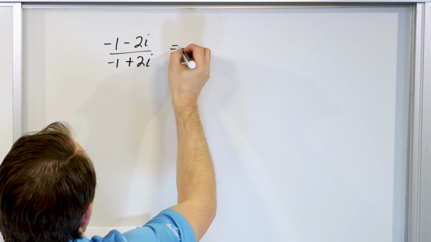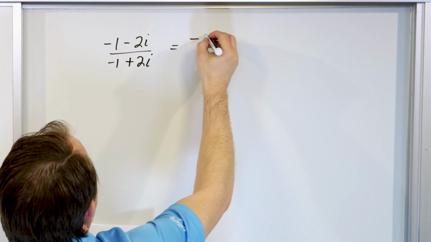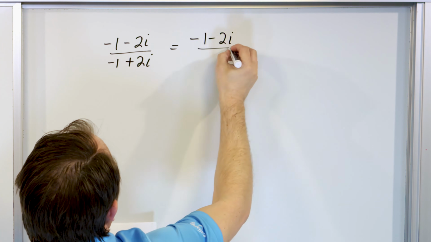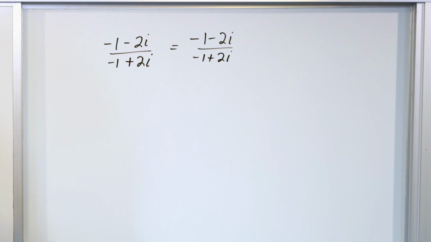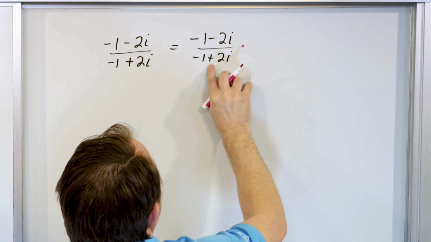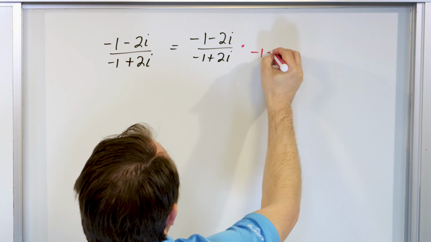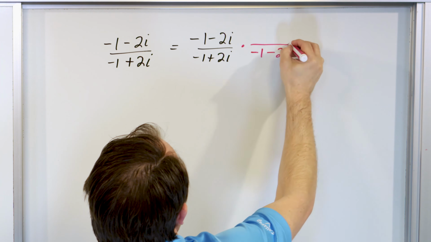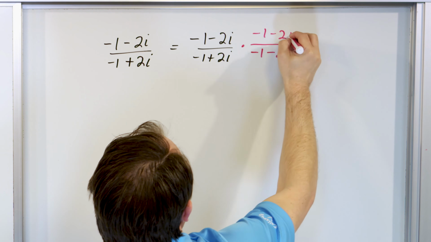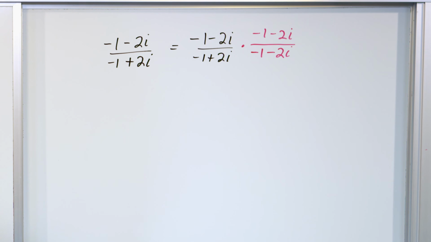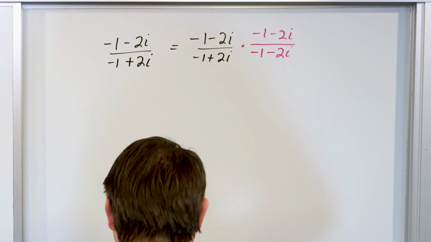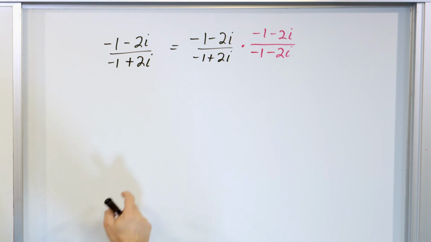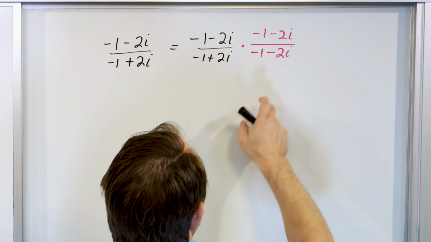Well, we can't simplify top or bottom, so we're going to rewrite the whole thing: -1 minus 2i over -1 plus 2i. And then we have to multiply by the conjugate. The conjugate of the bottom term is -1 minus 2i, and we have to do it as a fraction, -1 minus 2i over -1 minus 2i, like this. All right? So we have a multiplication going on in the top and on the bottom that we have to take care of, and it's helpful to think about invisible parentheses around all of these.